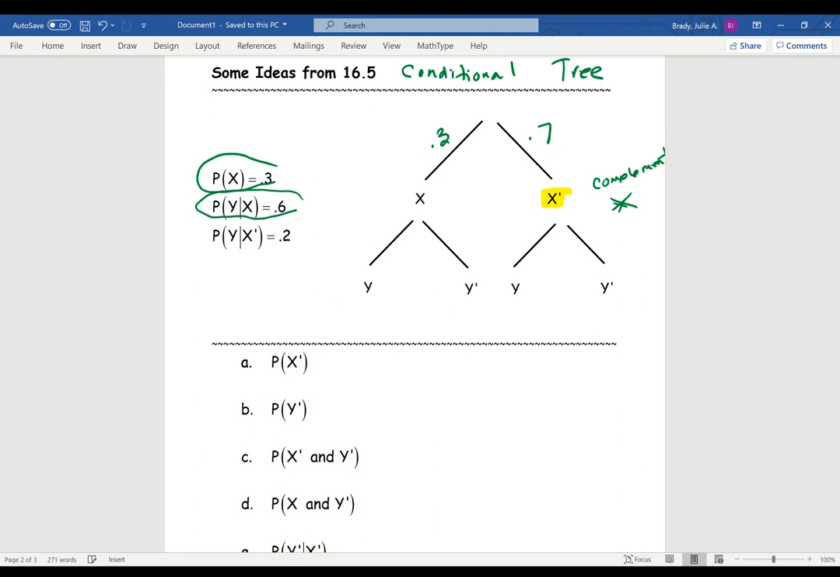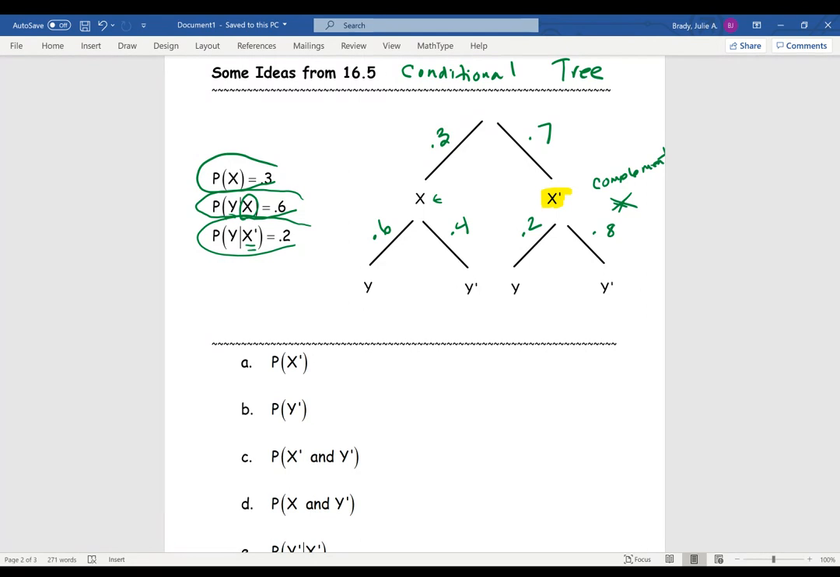Okay, now let's look at the next clue. This says you want the chance of y happening, but you know that x happens. So you know you're right here. You know that x has happened. And the chance of y happening is 0.6, which means the chance that y didn't happen, or y prime, is 0.4. And this is the same idea, but now we know that x prime happened, and the chance of y happening is 0.2, which means the chance of y not happening is 0.8.